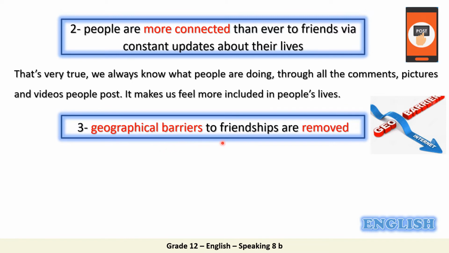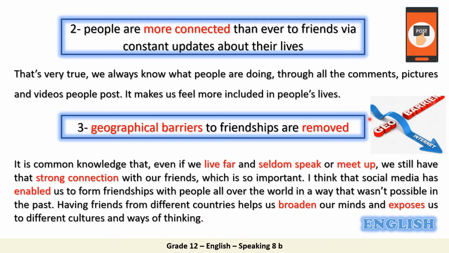Geographical barriers to friendships are removed. Okay, social media doesn't know geographical barriers. It is common knowledge that even if we live far and seldom speak or meet up, we still have that strong connection with our friends, which is so important. I think that social media has enabled us to form friendships with people all over the world in a way that wasn't possible in the past. Having friendships from different countries helps us broaden our minds and exposes us to different cultures and ways of thinking.